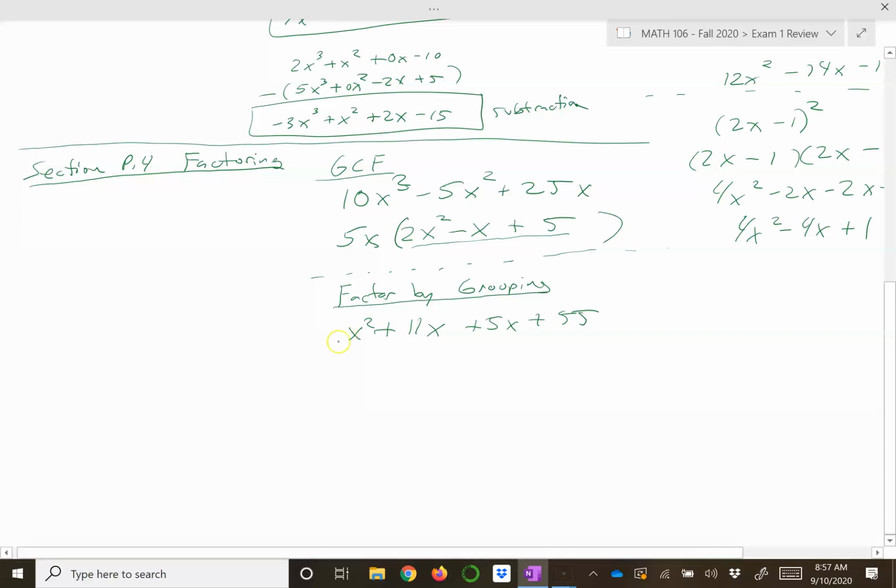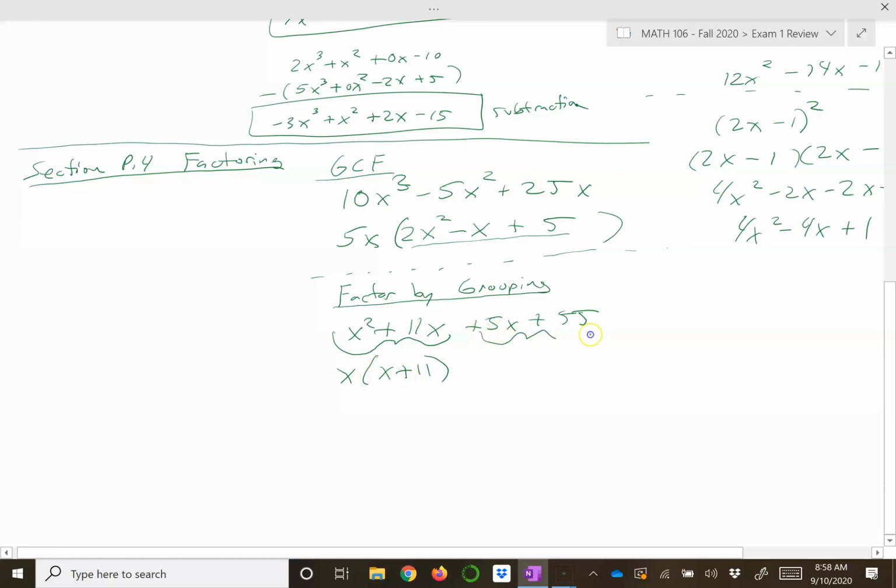So you start with the first group, x squared plus 11x, and again, you're finding its GCF. The integer is 1, right? Because there's nothing else that divides both of them evenly. And then the lowest degree of x is x. So you take x out, and you're left with x plus 11.